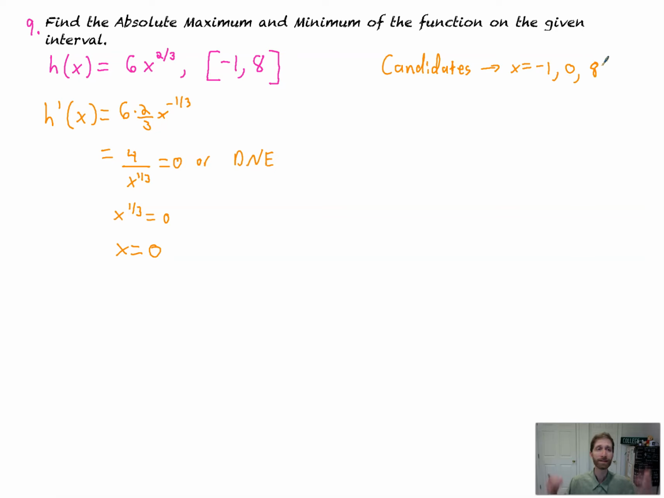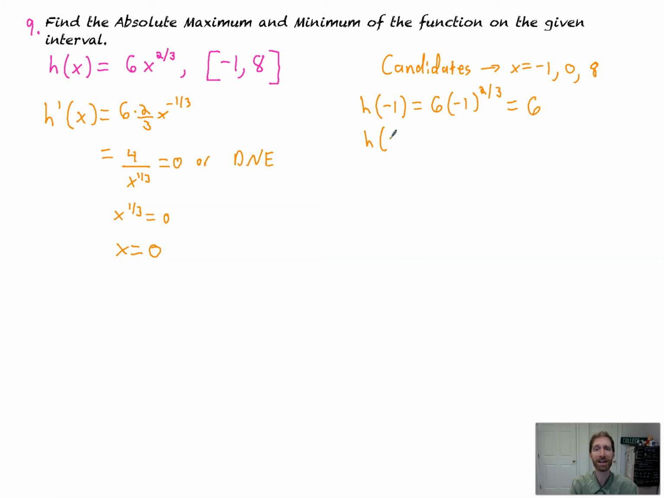Now you could have 15 candidates, just depends on how many critical numbers there are. I've limited the number of critical numbers in these exercises so that it just wasn't an insane amount of algebra. Right? Okay, so all we now need to do is plug in our values. The highest is our maximum, the lowest is our minimum. H of -1 is 6 times -1 to the 2/3. The cube root of -1 is -1. Squared is 1, times 6 is 6.